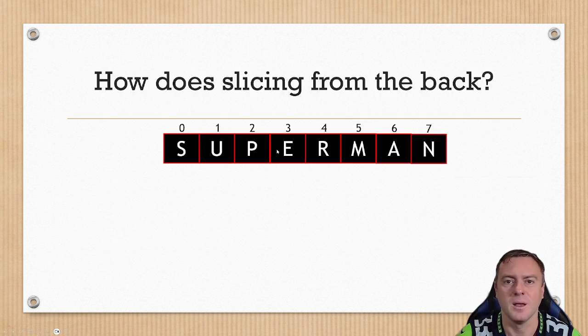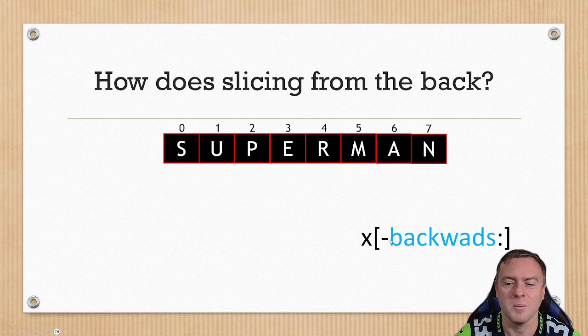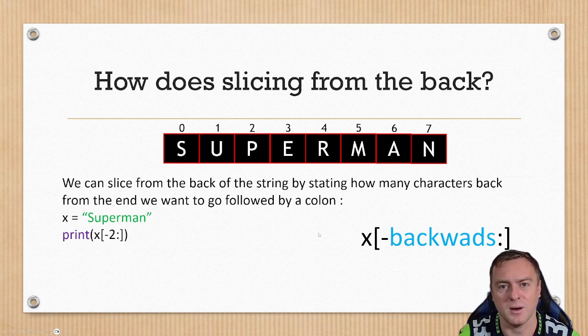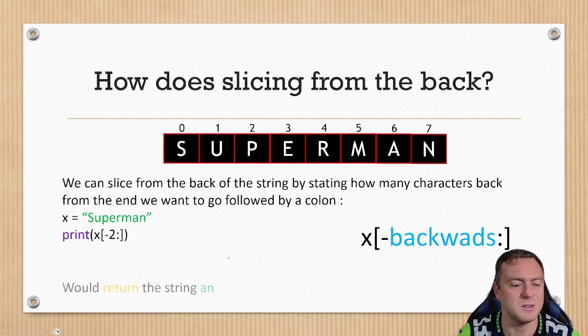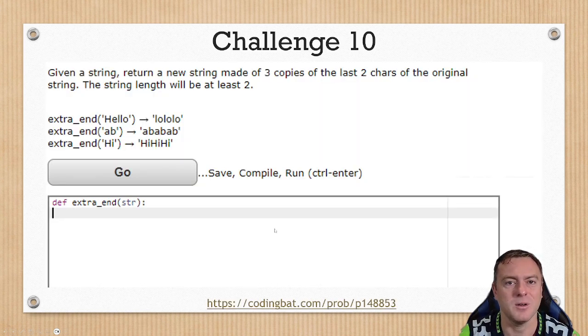Going from there. So how does slicing work from the back? Similarly, you can actually chop off from the reverse position by going backwards and counting in how many characters in that you want to do. So if we want to do -2 and then the colon, it basically will go back 2 positions and return 'an'. So we'll return everything from that position onwards, which is kind of cool. So have a go at this one. Given a string, return a string made up of 3 copies of the last 2 characters of the original string. The string will be at least 2 characters long. So just pause the video, have a go.